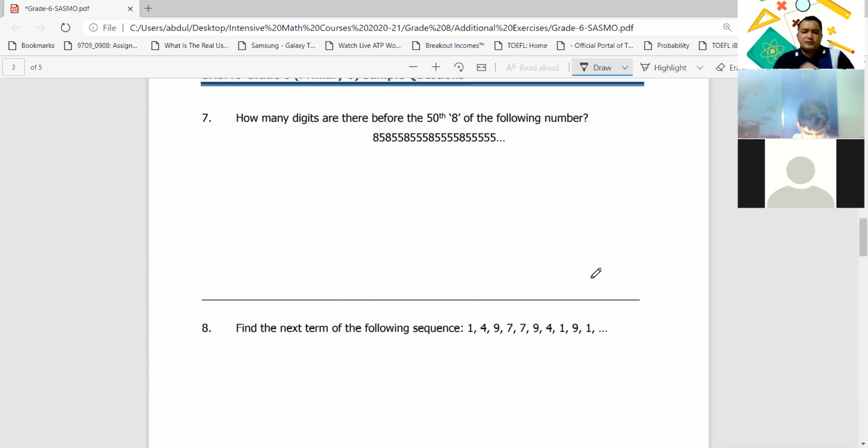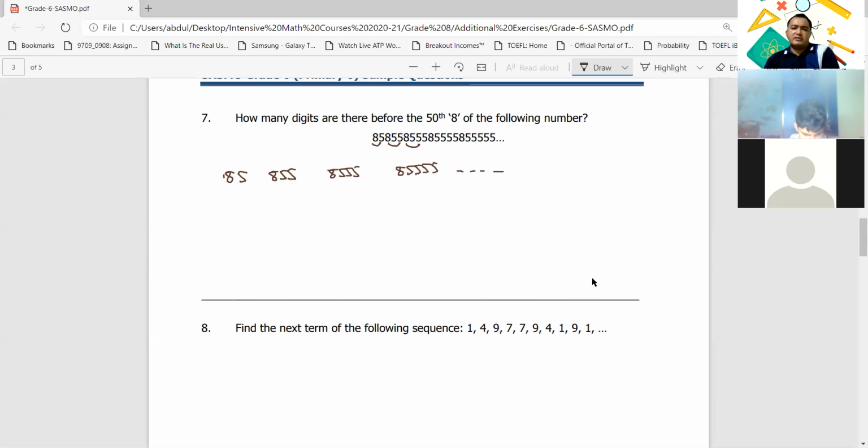How many digits are there before the 50th eight of the following number? 85, 855, 8555, 85555. So each time the number of 5s is increasing by 1, right? So how many digits are there before the 50th eight? If I just write like this, the first one we have 85, and here we have 855, that's the second one, and third one 8555, and here we have 85555 and so on.